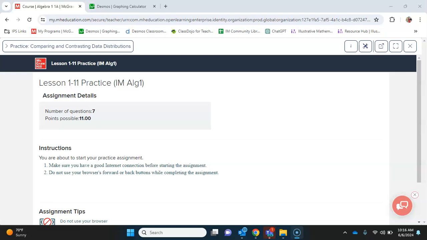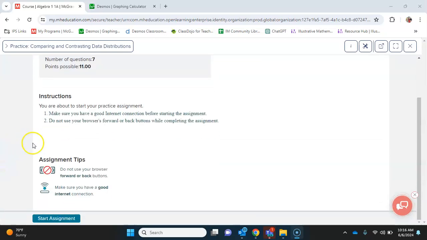Lesson 1-11 Practice Comparing and Contrasting Data Distributions.